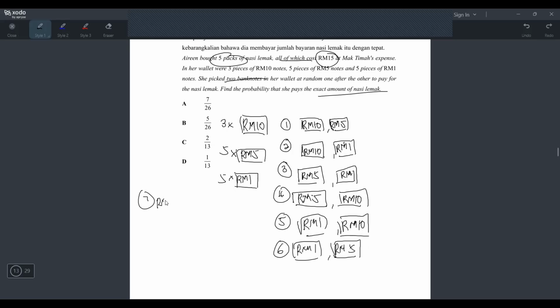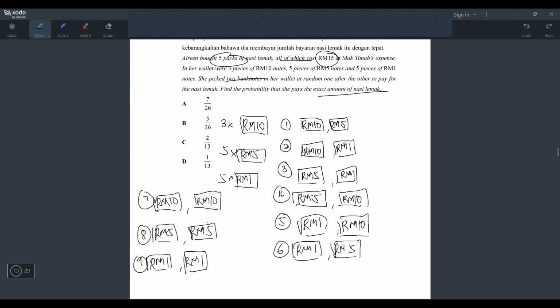You might also get RM10, RM10. Correct or not? Because you can also get two same notes, because you pick 2 banknotes in a wallet at random. So she can also get 10 ringgit, 10 ringgit, right? It's possible also. Okay, or she is also possible to get RM5, RM5, right? It's also possible. Or maybe RM1, RM1. All right. So let's see, did I write everything correctly? 10-5, 10-1, 5-1, 5-10, 1-10, 1-5, 10-10, 5-5, 1-1. Right?